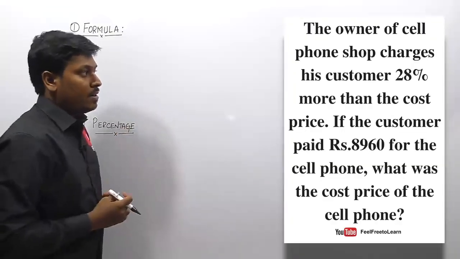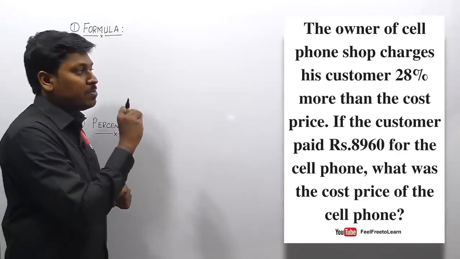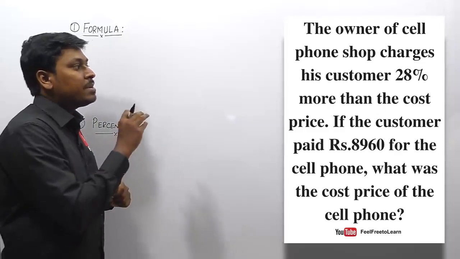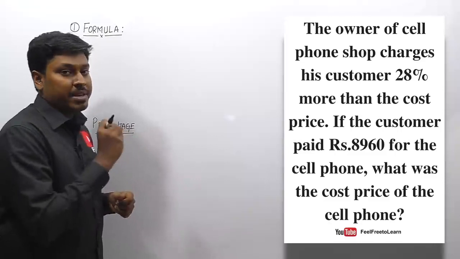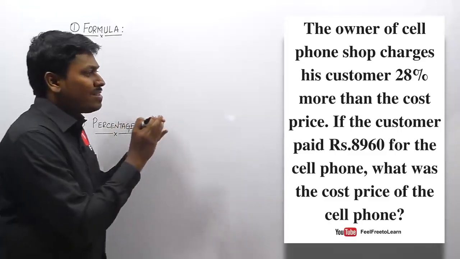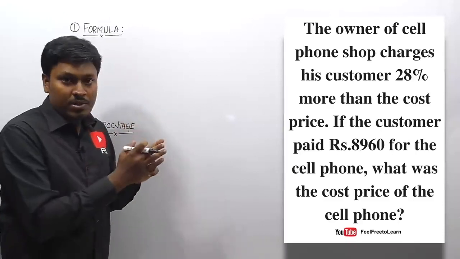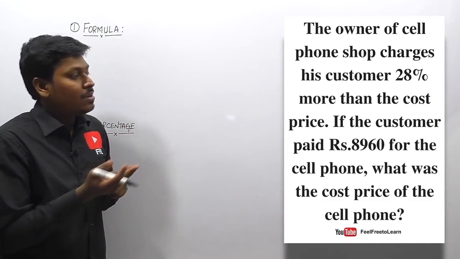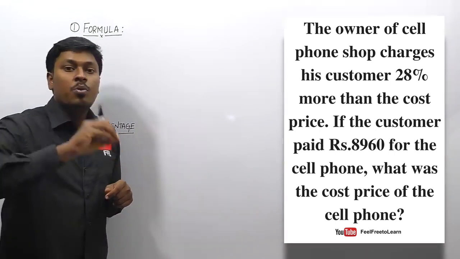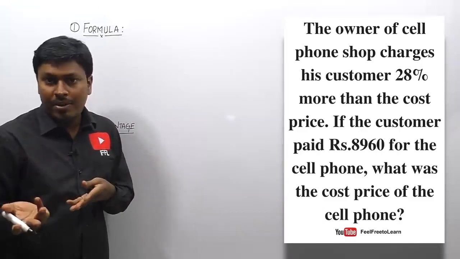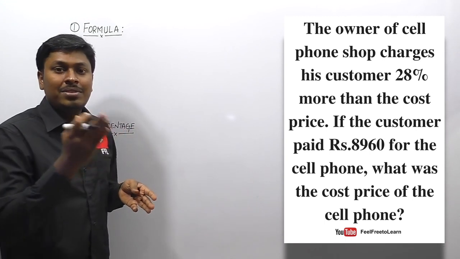Question number 7. The owner of a cell phone shop charges his customer 28% more than the cost price. If the customer paid rupees 8,960 for the cell phone, what was the cost price of the cell phone? So friends, the question looks a little bit tricky, but the concept is so simple, because the owner of a cell phone shop decided to sell his mobile phone 28% more than the cost price. Any percentage, if it is more than the cost price, should be taken as a profit, right? Here the profit will be 28% and he sold the mobile phone for 8,960.